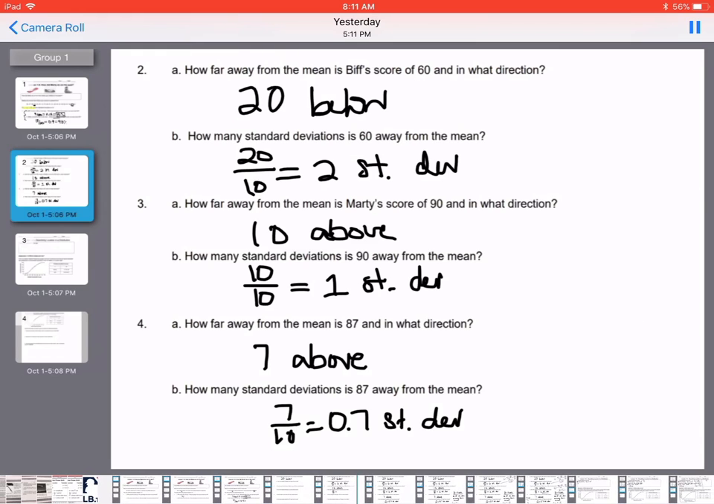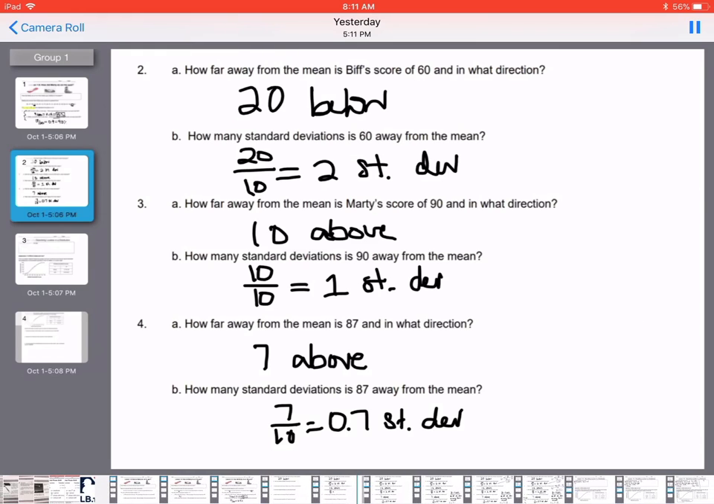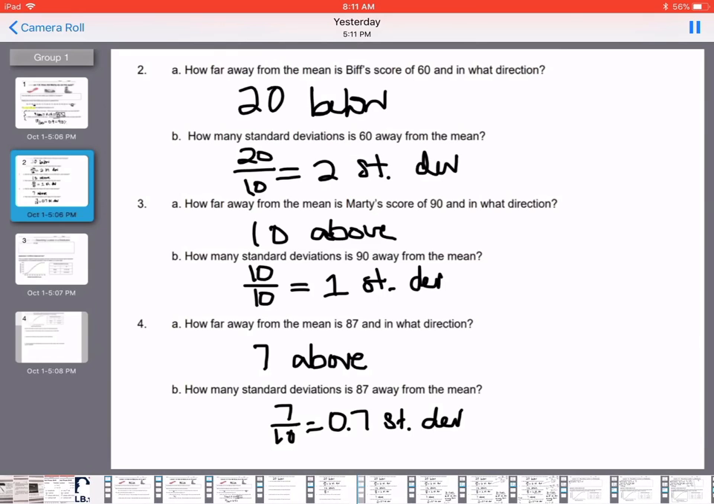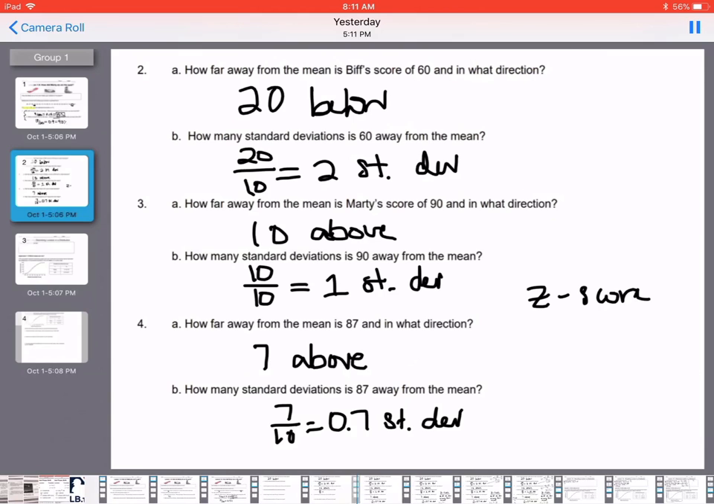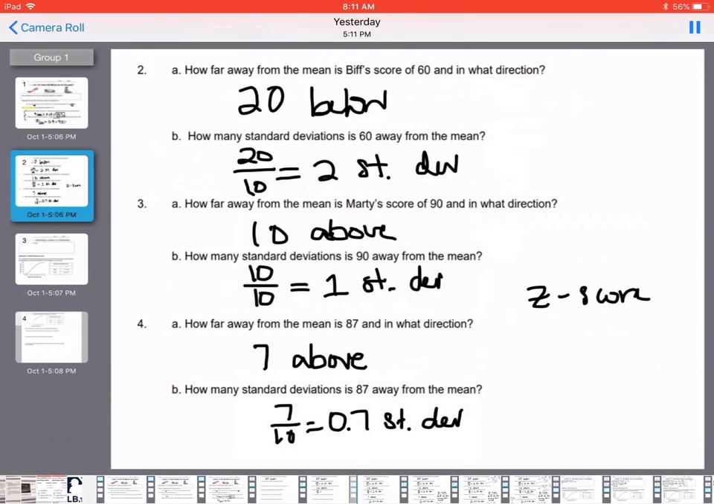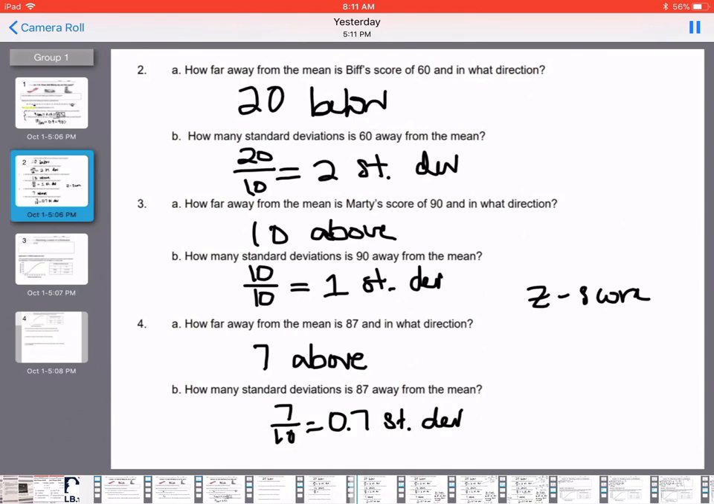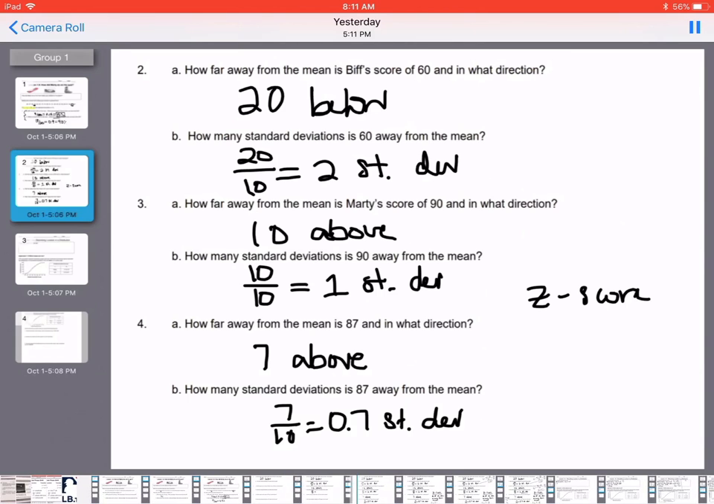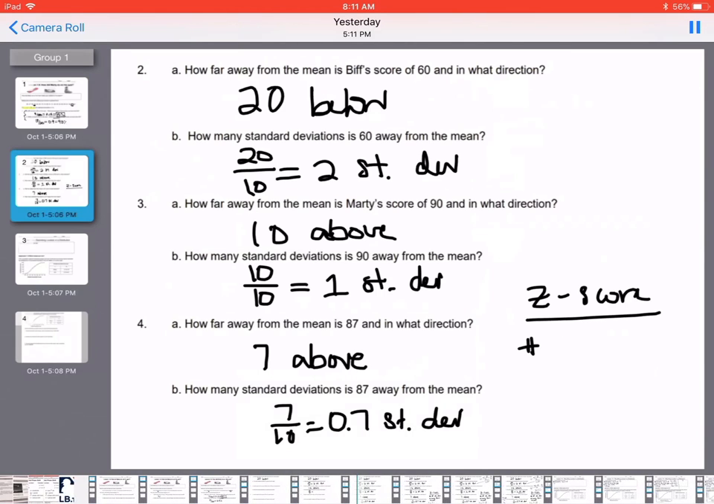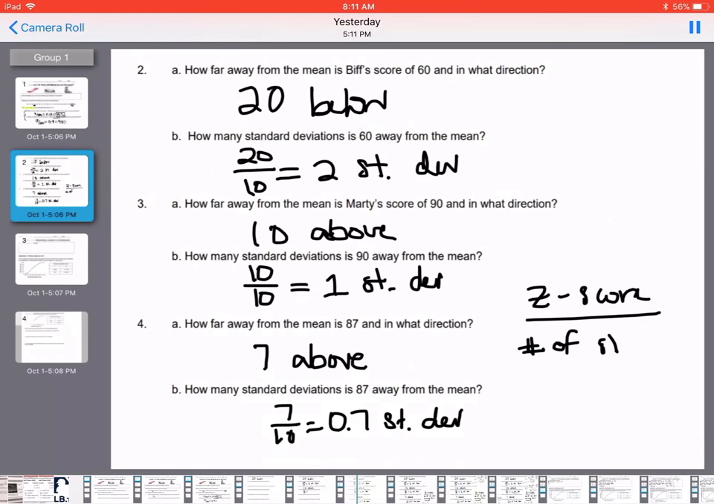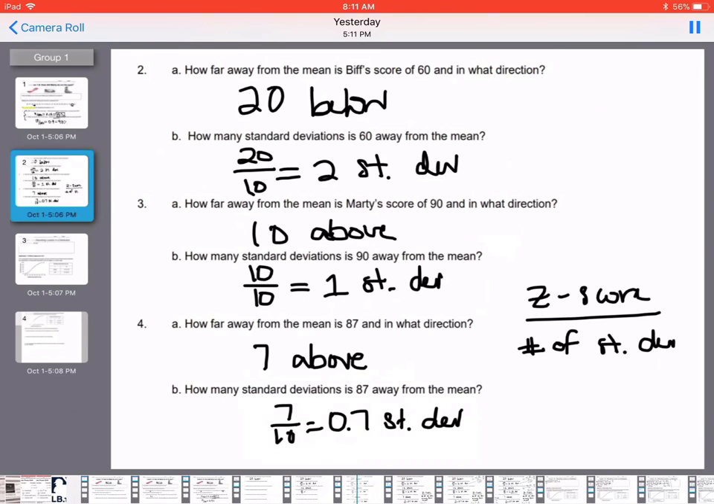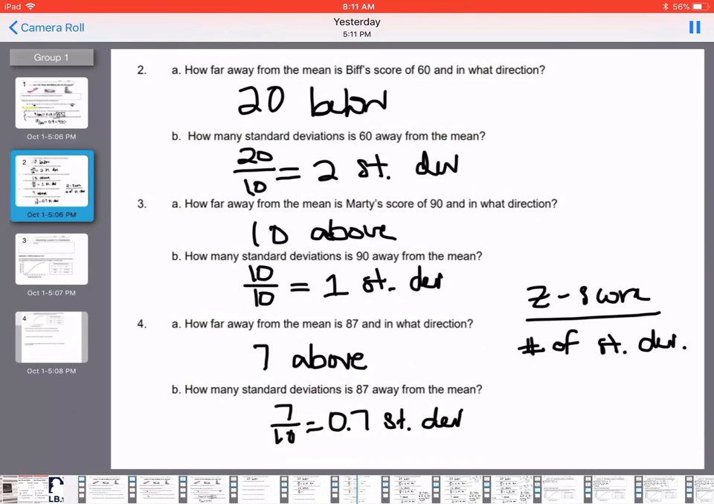Okay, one thing they don't really talk to you about, but I'm going to introduce it to you, is this thing called a z-score. The z-score is the number of standard deviations that a piece of data is away from the mean.